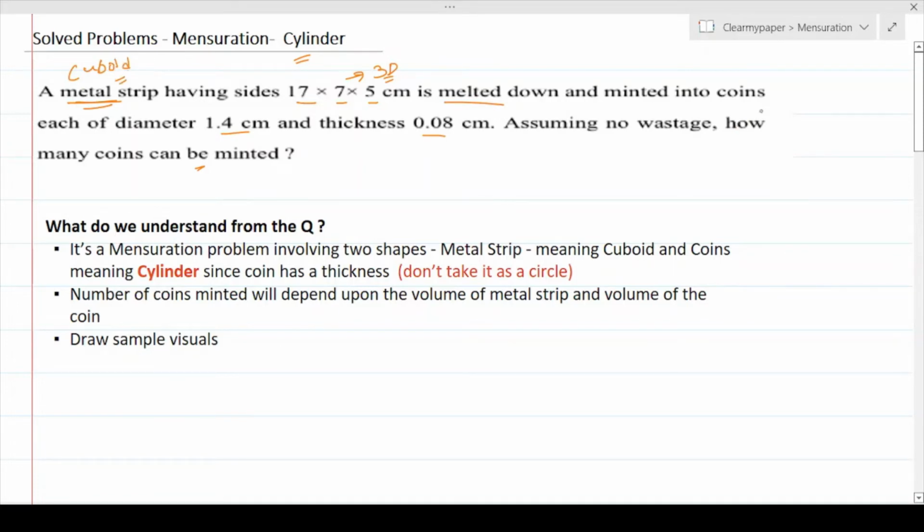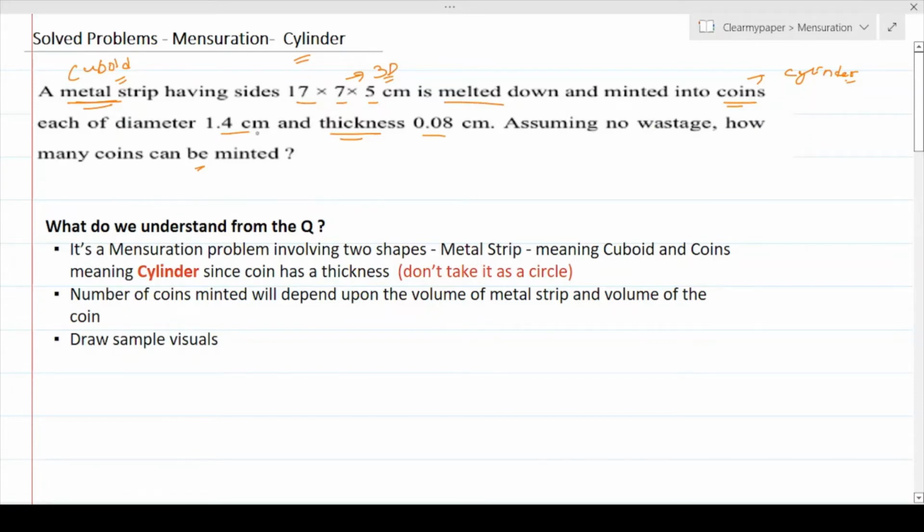And the second hint is that they're talking about another shape called coins. Coins, we already know how they are, although they are circular in shape, but it still has some thickness, so it's going to be a cylinder. It's going to be a cylinder with a very small thickness, and that's your clue. So don't make the mistake of assuming coins to be a circle and taking that as the shape. You'll get the answer wrong.